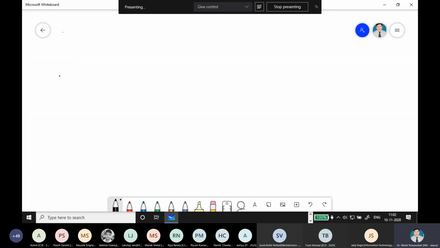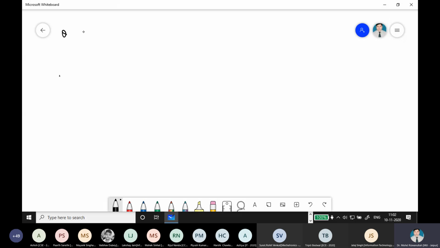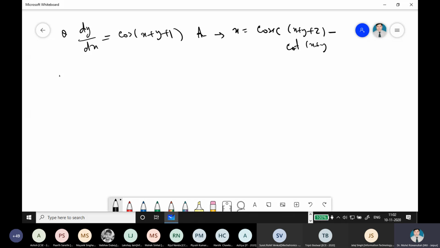Yes. So now see, this is the one question that I have given. dy by dx, I have already given the answer. I think dx equal to cos, this is among the question. x plus y plus 1. So its answer is x equal to cosec x plus y plus z, and then minus cot x plus y plus z. No z, 1. There is no z. It should be 1 plus 1 and then plus 1 and then plus c.